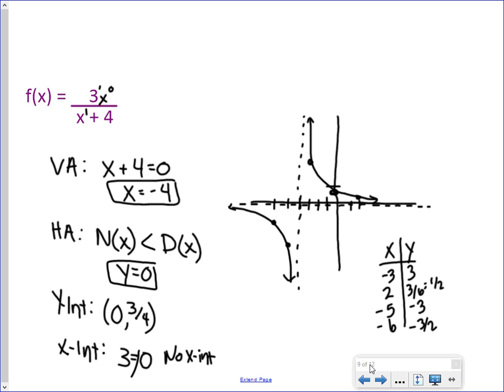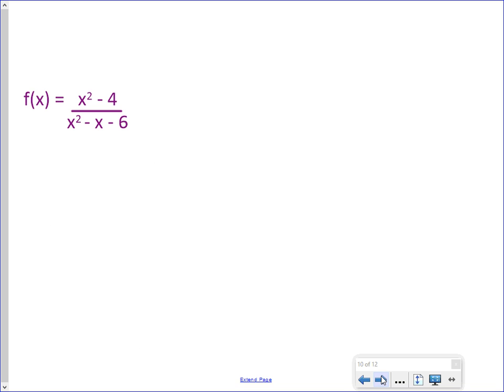Now, let's do one that has a hole. Yes. Let's do one with a hole. f of x equals x squared minus 4 over x squared minus x minus 6.